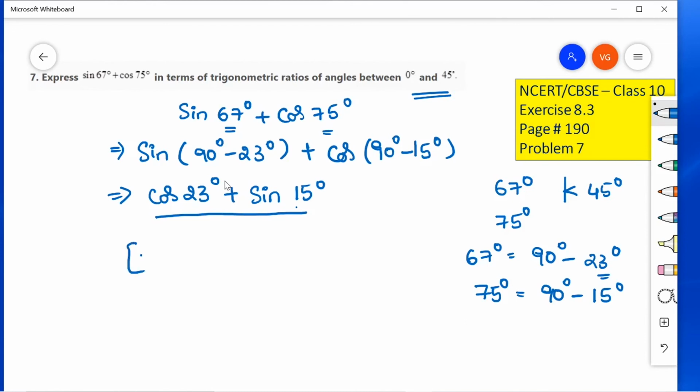So, here you write the formula that we are using here. Sin 90 minus theta is cos theta and cos 90 minus theta is sin theta.